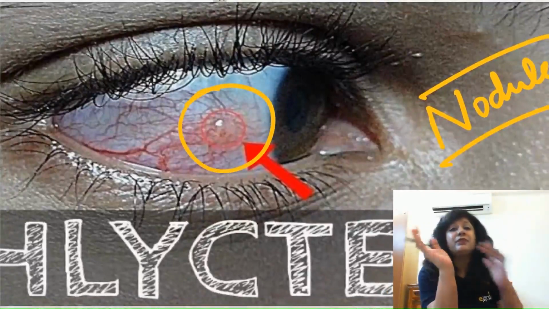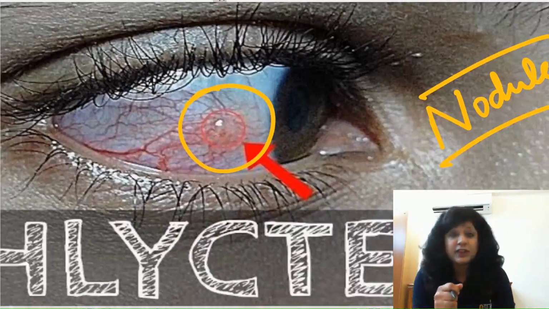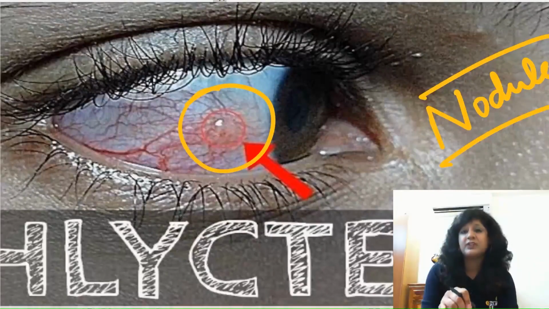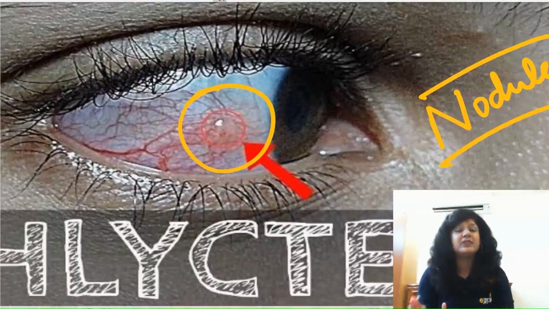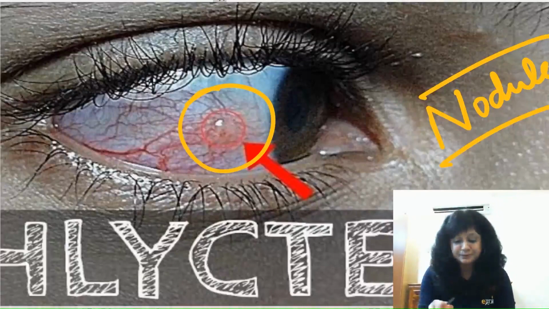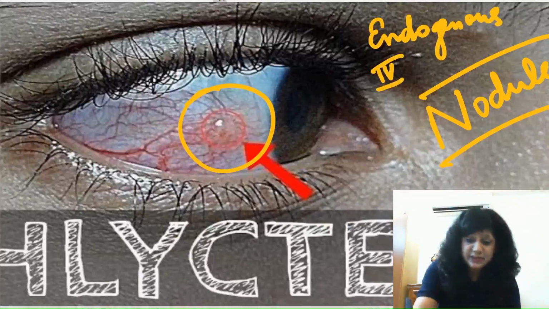And this is very, very different from the VKC. Let us see what the main differences are. That was diffuse conjunctivitis. This is a nodular conjunctivitis. That was more common in males. This is more common in females. Then that was to the exogenous allergens. This is to the endogenous allergens. That was type 1 hypersensitivity reaction. This is type 4 hypersensitivity reaction.